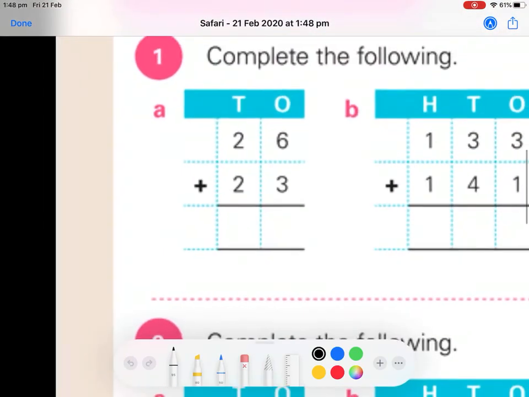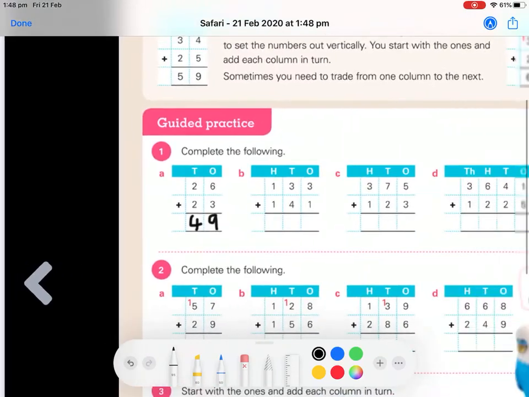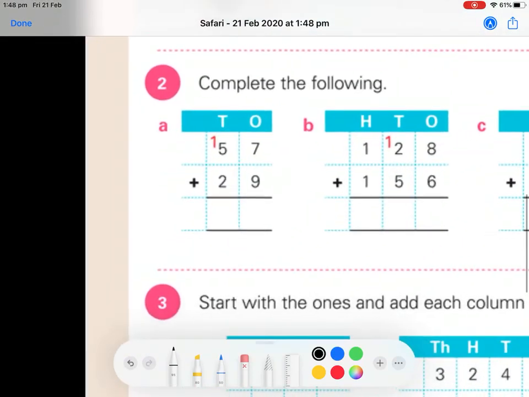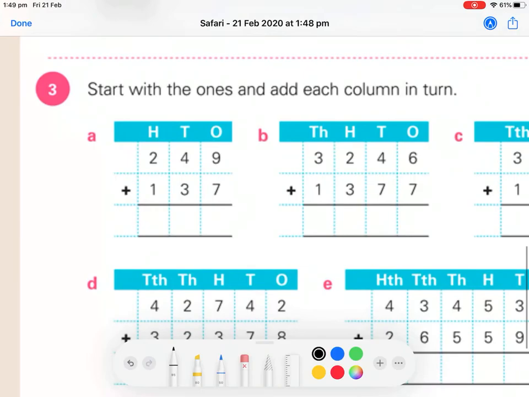Alright, so these ones are nice basic ones. 6 plus 3 is 9. And then 2 plus 2 is 4. We're not putting anything over. We're not trading from one column to the next. This one we are, but they're showing us how to do it. 9 plus 7 is 16, so I put down the 6 and I carry the 1 over here. Then I've got 1 plus 5 plus 2: 5, 6, 7, 8. Great, nothing to add into our hundreds column there.